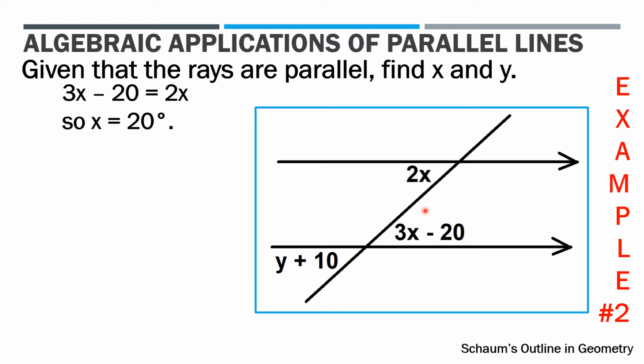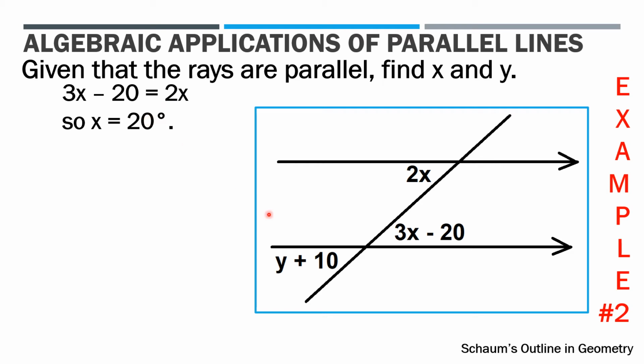By transposition, or using our knowledge of linear equations, the value of x is equal to 20 degrees. That is, 3x minus 2x equals x, and we transpose negative 20 to the right side of the equation, which makes it positive 20. Again, x is equal to 20 degrees.